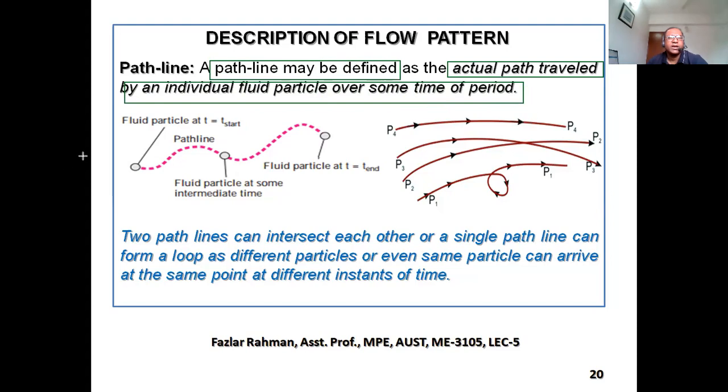Okay. Say at 1 second, the fluid particle is right over here. After 2 seconds, that means 1 plus delta t, it is coming along this path right over here, and at time t2 coming over here. So this will be a path line, and path lines can intersect each other. You see this fluid element passing along this line and this fluid element passing over this line.